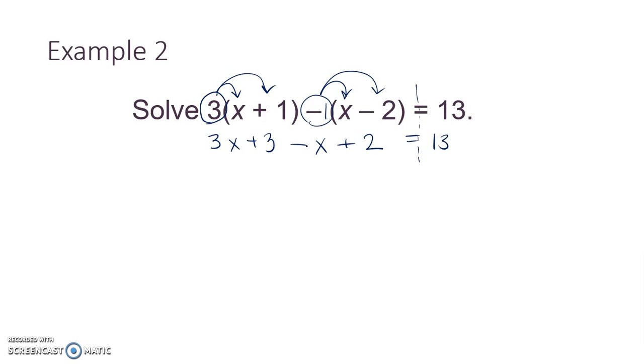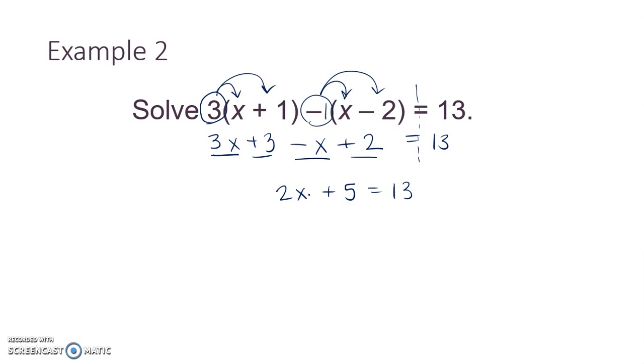Remember, here's our dashed line. So we're going to combine our like terms now. So we have a positive 3x and a negative x gives me 2x. Then I have 3 plus 2 will be 5 equals 13.